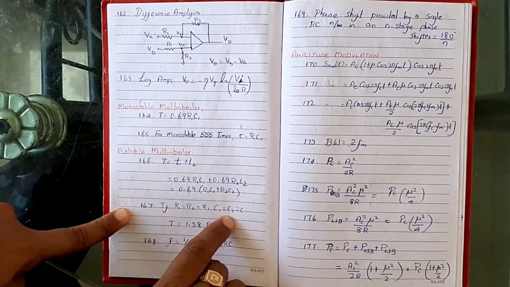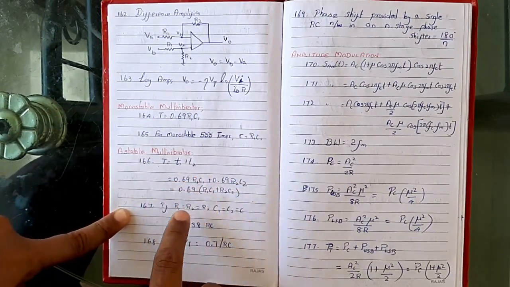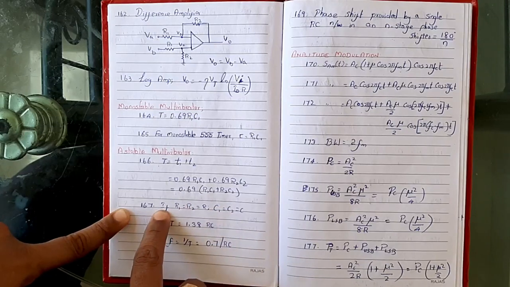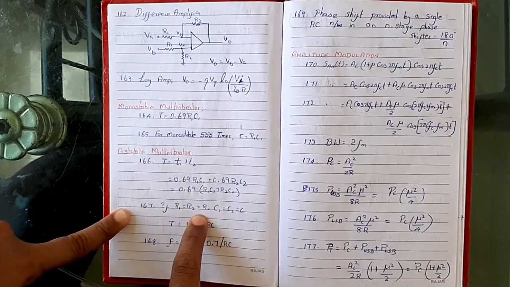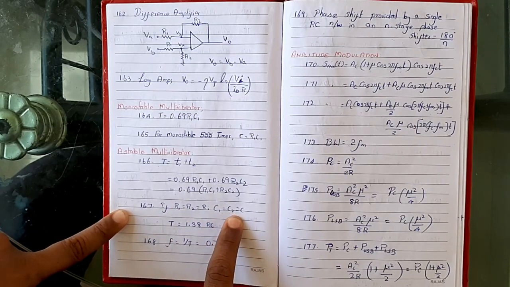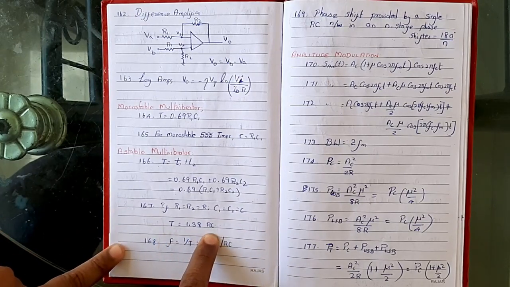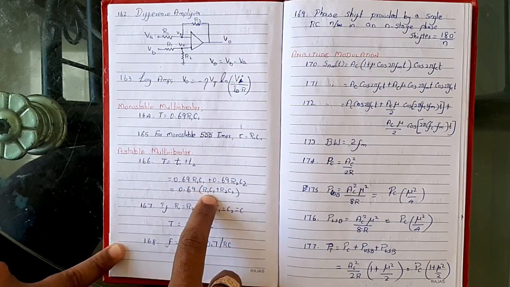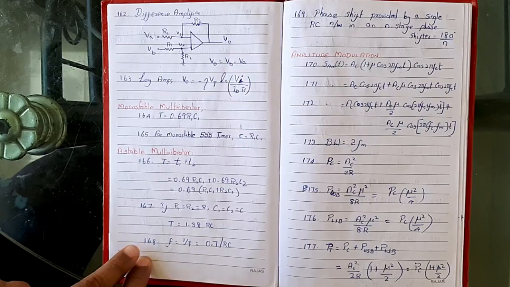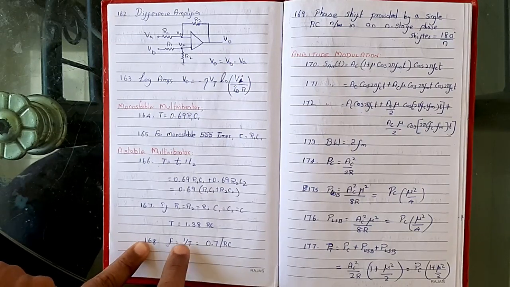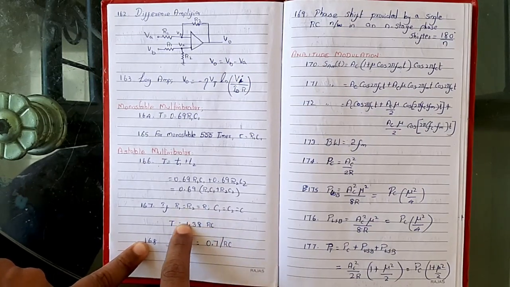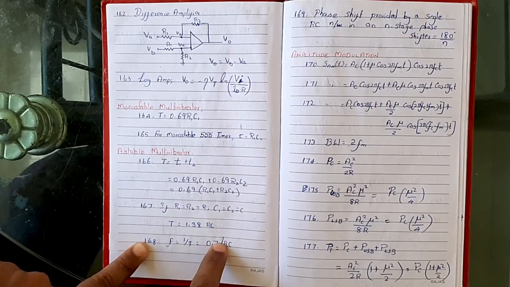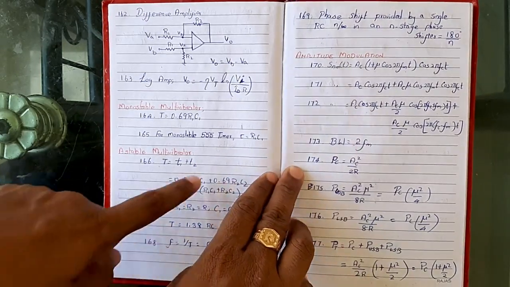167, the application of this formula: we have applied the condition that if R1 equal to R2 equal to R and C1 equal to C2 equal to C, then T is equal to 1.38 RC. Just from this formula we have derived it. From 168, F is equal to 1 by T, the reciprocal of this, that is equal to 0.7 divided by RC.